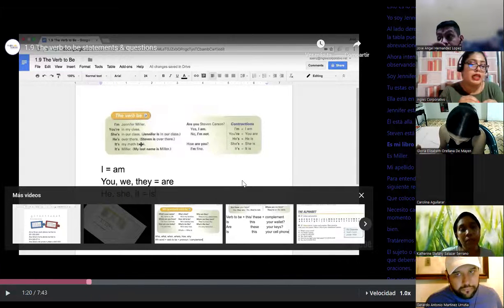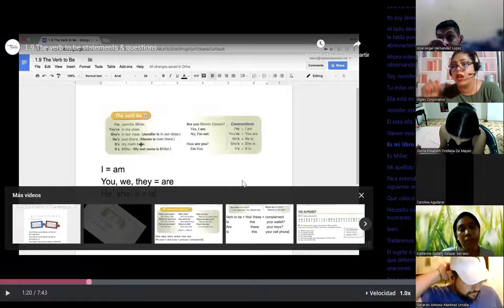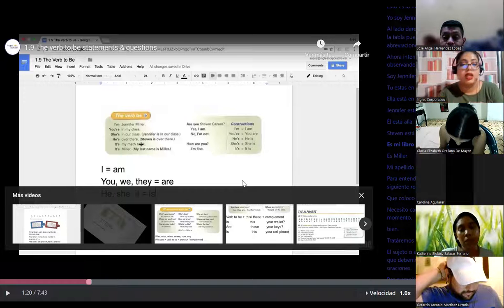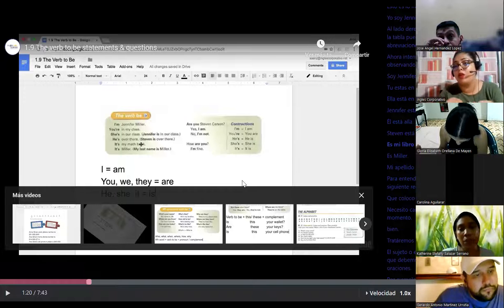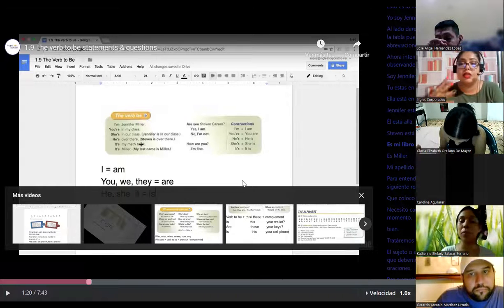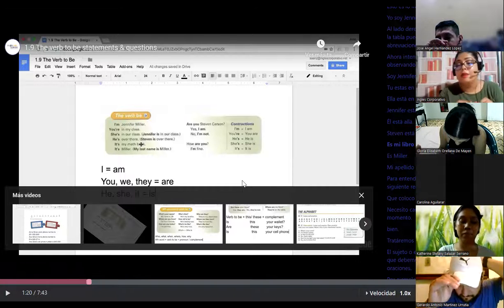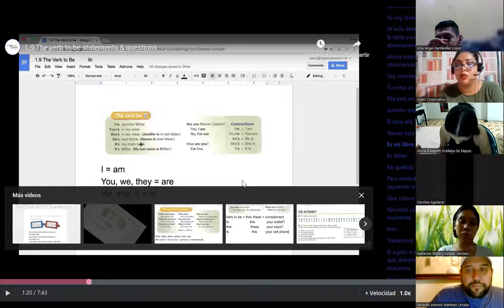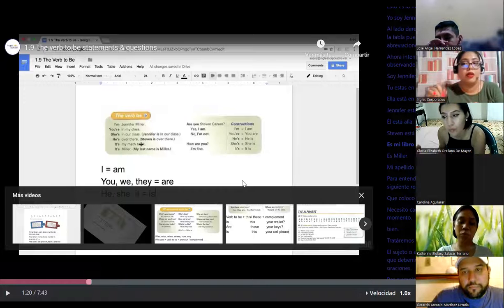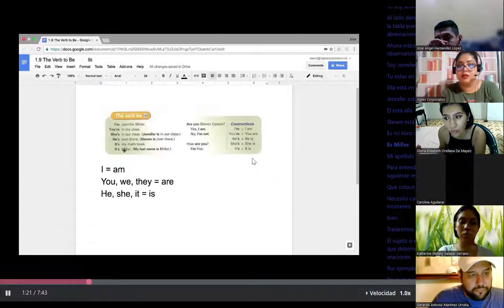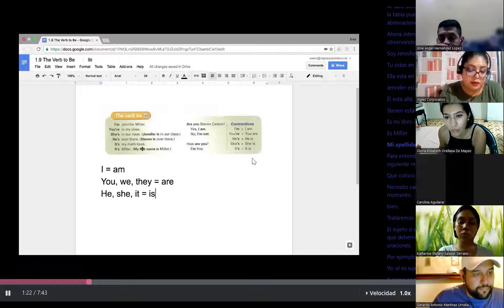It is not really used when we are writing a document. Cuando escribimos un documento, no podemos utilizar las contracciones porque no es algo formal. Esto es más que todo para hablar, para comunicarse, y es de una forma más informal. Pero lo podemos utilizar incluso cuando hablamos con personas de nuestro trabajo, pero documentos sí no se permiten contracciones. So, let's continue. That book. It's Miller. My last name is Miller.